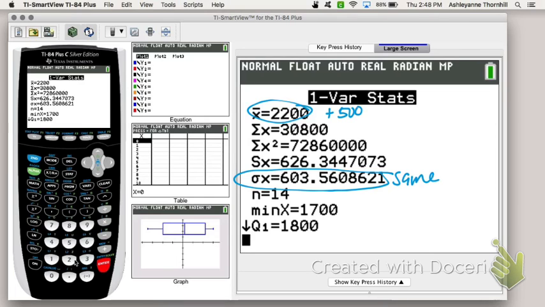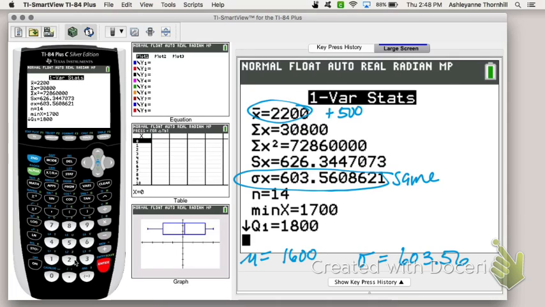It stayed the same. So then the next one says business has not been good. We had to cut everyone's pay by 100. So imagine each one of these scenarios is stemming from the original. So if I'm starting with the original, which the mean was 1,700, if my business goes down and everyone gets a $100 pay cut, what do you think the new mean would be? 1,600. That's if everyone lost $100. What do you think the standard deviation would do? It would stay the same. It would still be 603.56.